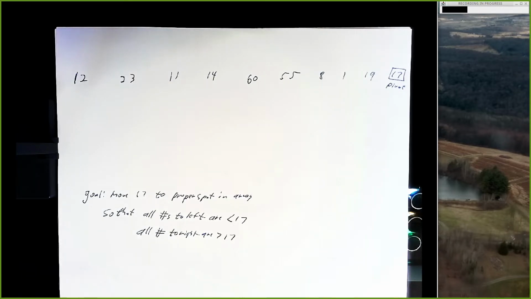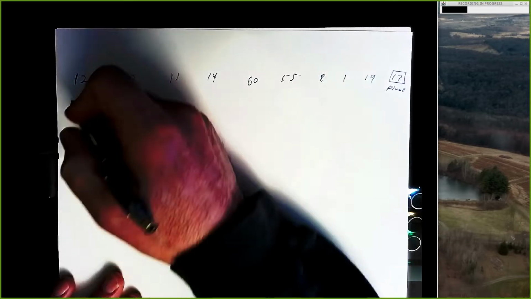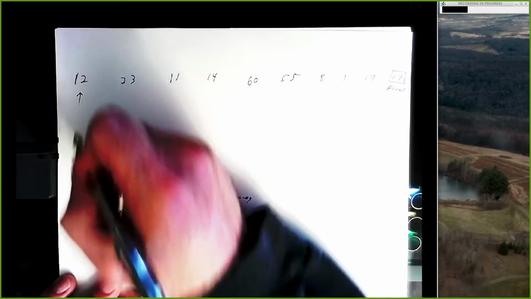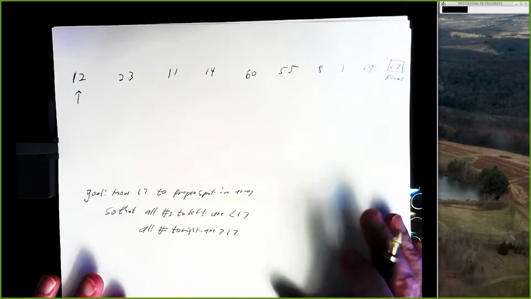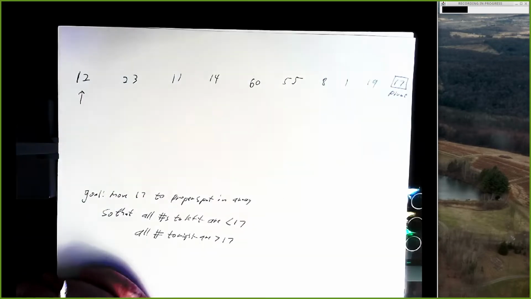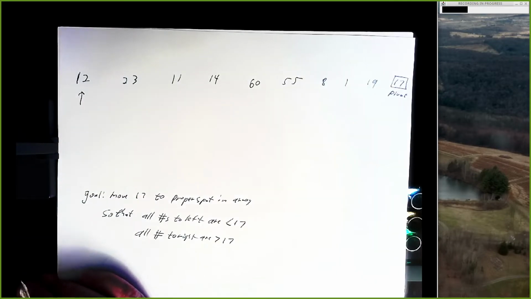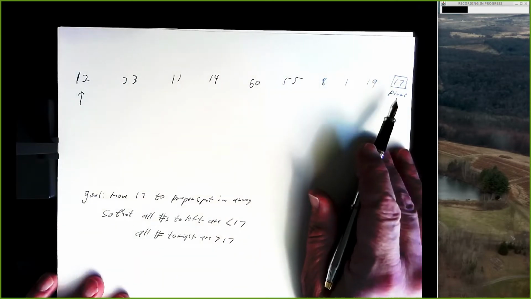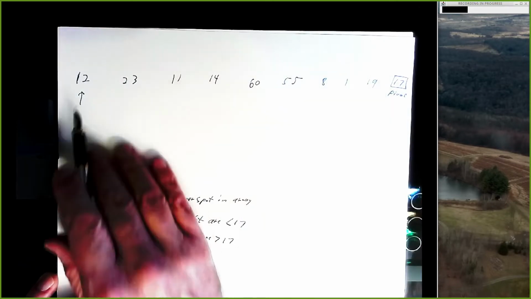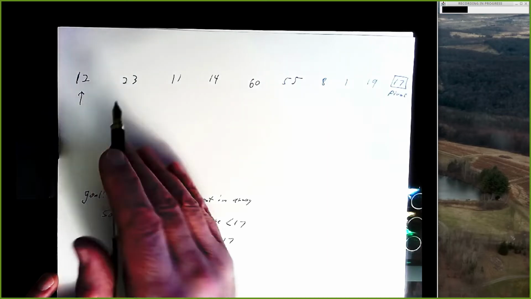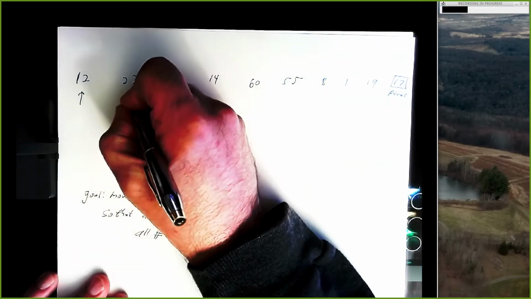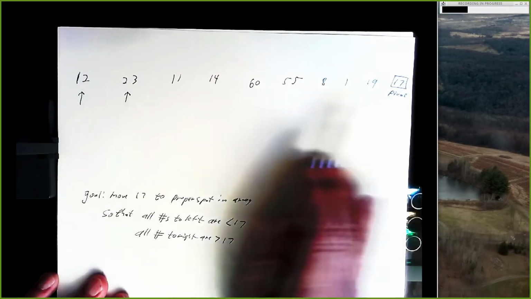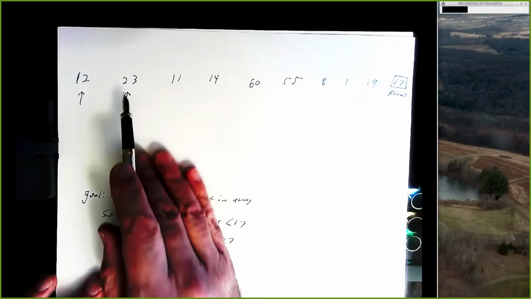So here's the algorithm. We start off with the first number, and we're going to have an arrow here which is going to move through the array. We want to see if the number that we're pointing to is smaller than the pivot. If it is, we're going to move on to the next number and see if that number is smaller than the pivot. And it's not. 23 is bigger, so we're going to stop.